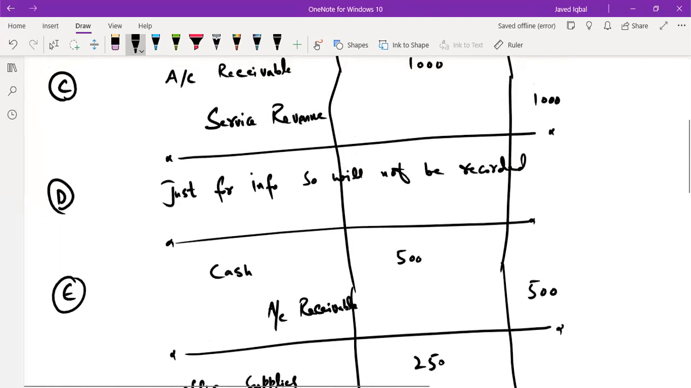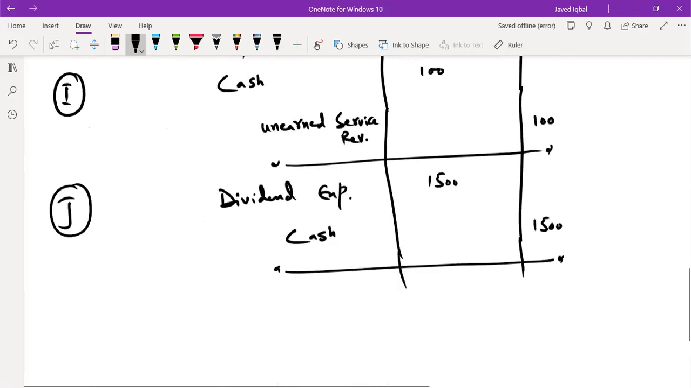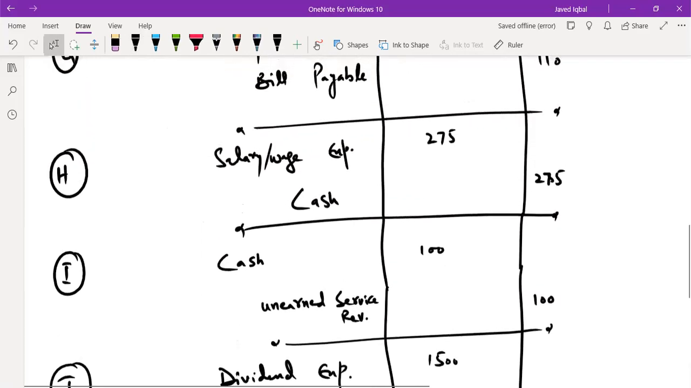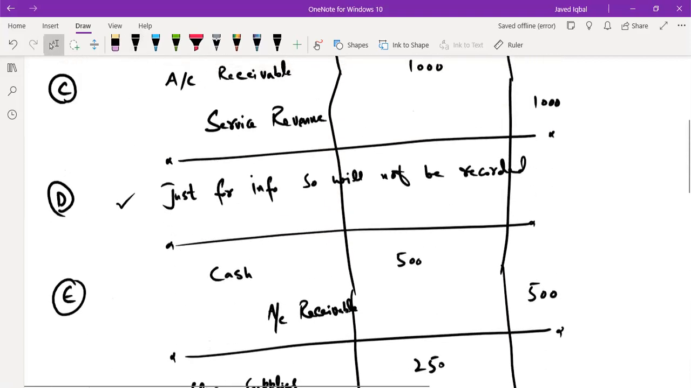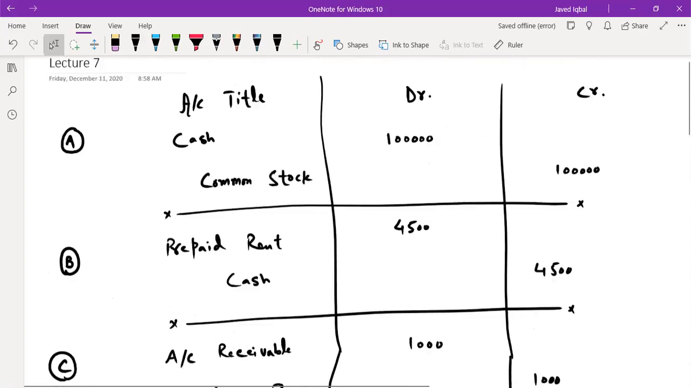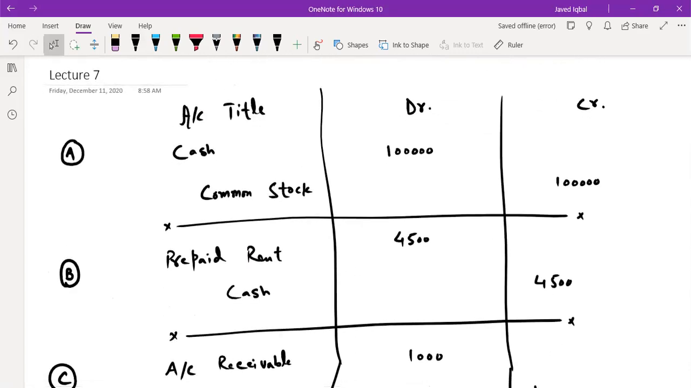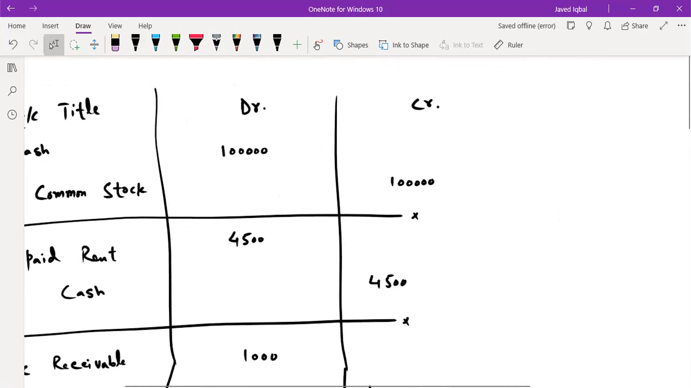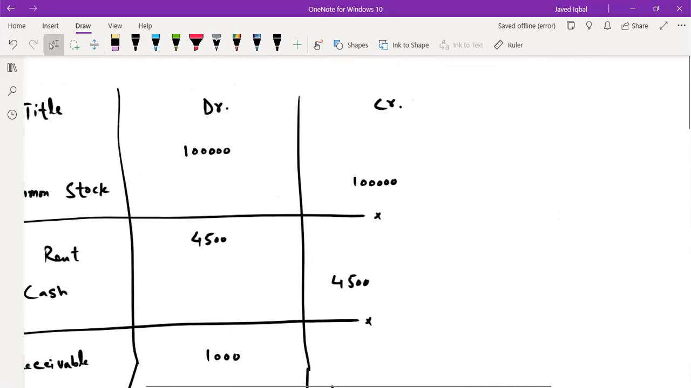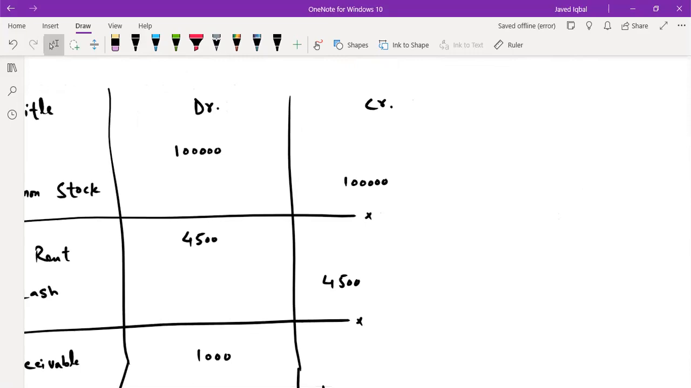Yeah, this is one, because this is just for information purposes, and this information was ultimately used when we paid the salary to that individual in transaction H, right? So these are journal entries. Now, obviously we will be discussing these with the passage of time, but we need to discuss the next step, which is posting these journal entries to ledger accounts.